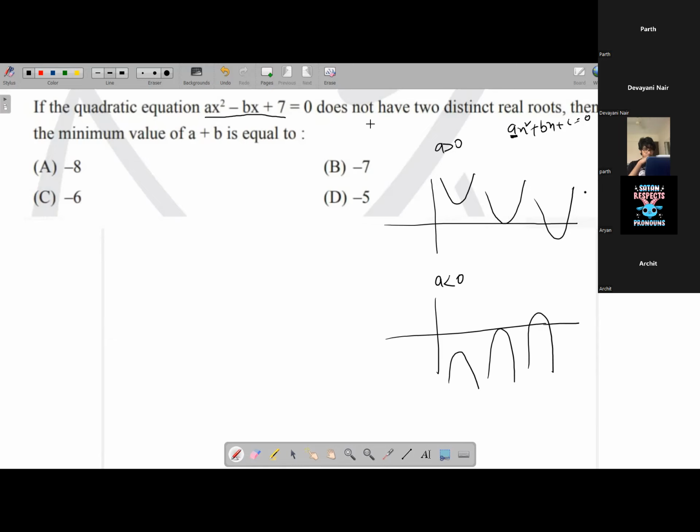So the question says that it does not have two distinct real roots. It means that we are just discarding this case, this or this, right? So either it will be like this or this or this or this. That will depend on the sign of A.